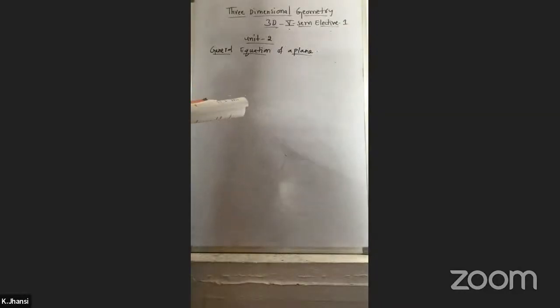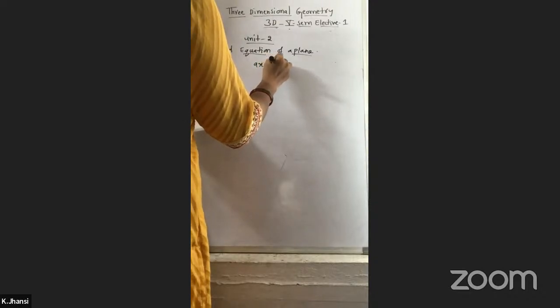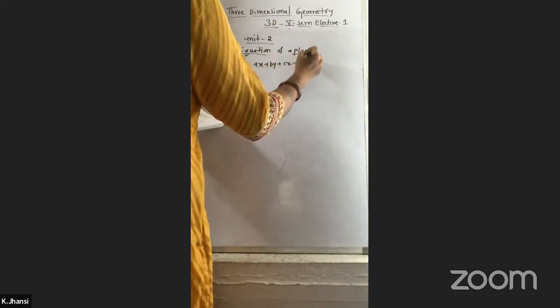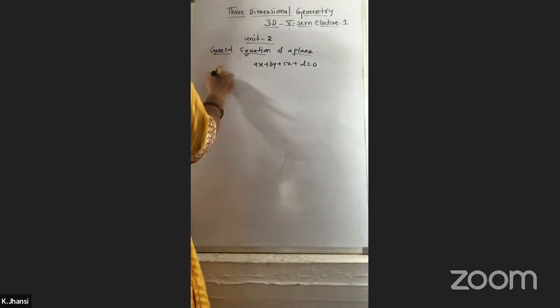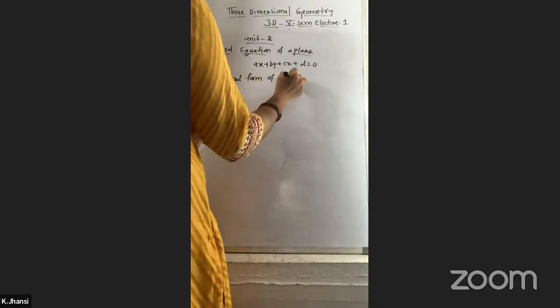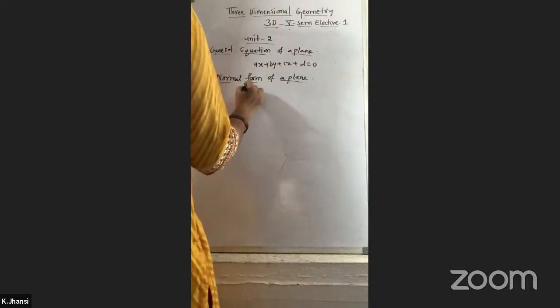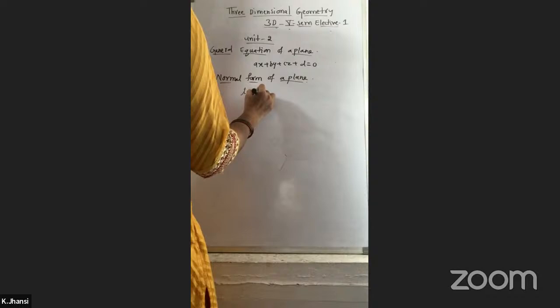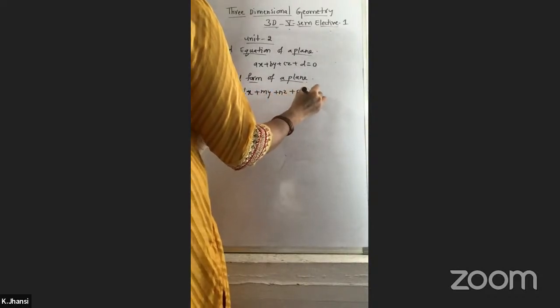Okay, now it is a general equation of a plane. So the general equation of a plane is ax plus by plus cz plus d is equal to 0. So this is the general equation. Next one is the normal form of a plane. That is lx plus my plus nz plus p equals to 0.